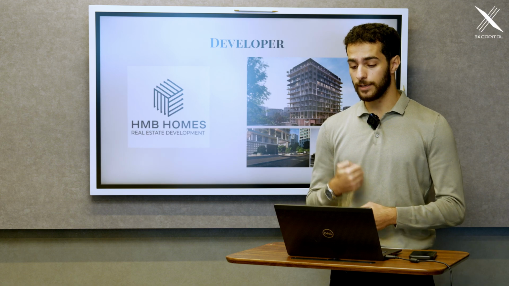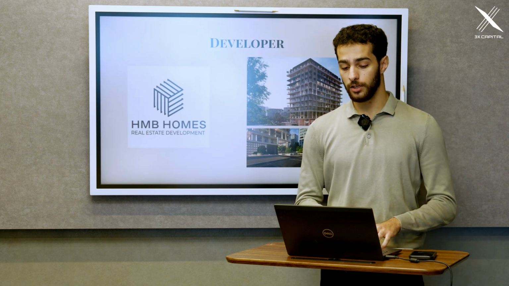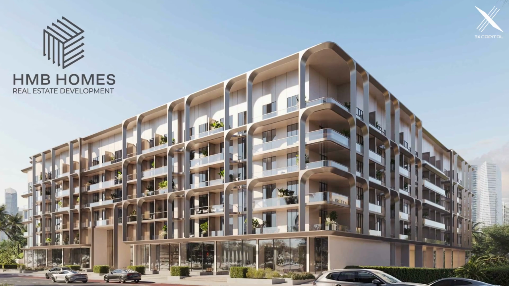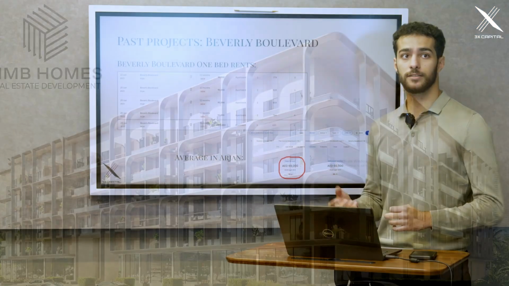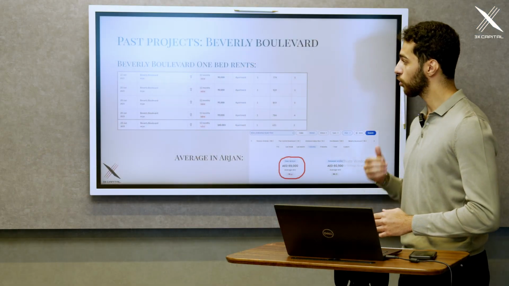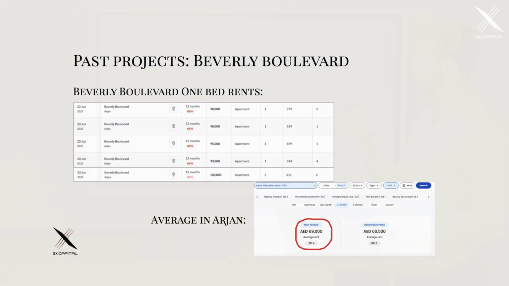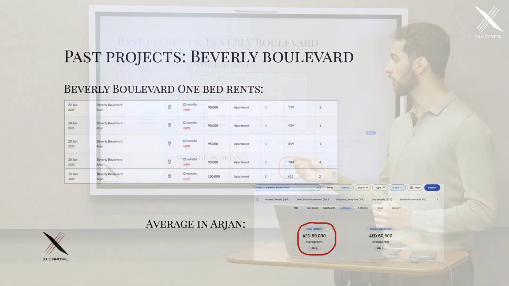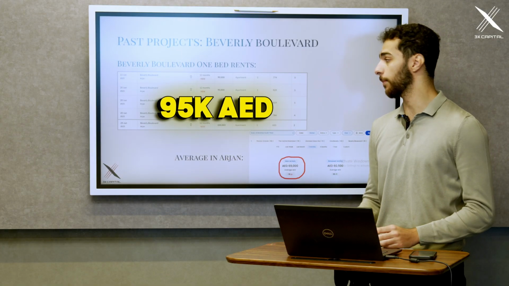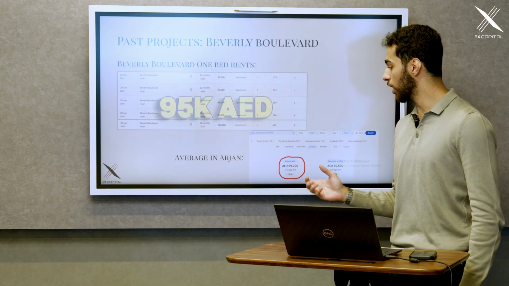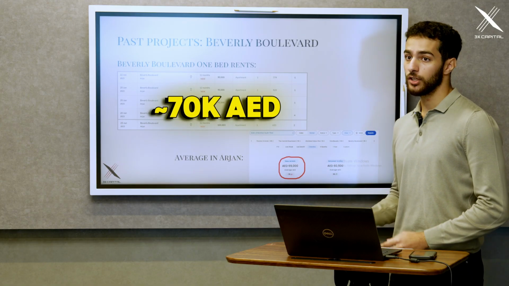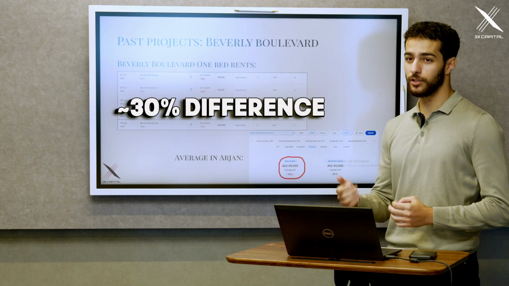Now, the developer that I'm going to be talking about in DLRC is called H&B Homes. H&B already have a delivered project in Arjan called Beverly Boulevard. We can see that the rental transactions in Beverly Boulevard are around 90 to 95K for one bedrooms. If you look at the average in Arjan, it's around 70K. So that's a difference of 25 to 30%.